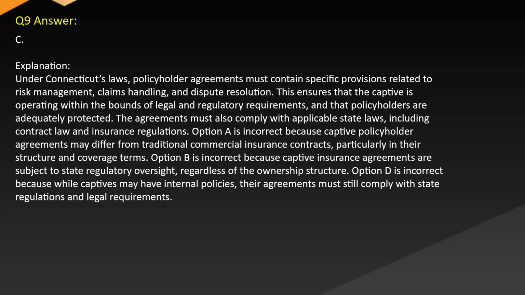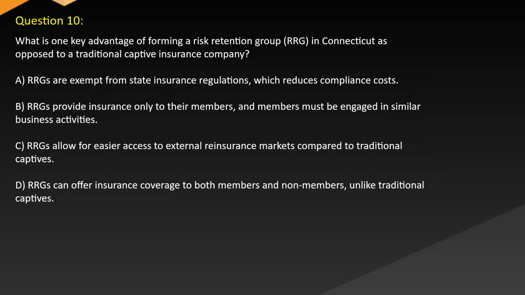Option A is incorrect because captive policyholder agreements may differ from traditional commercial insurance contracts, particularly in their structure and coverage terms. Option B is incorrect because captive insurance agreements are subject to state regulatory oversight regardless of the ownership structure. Option D is incorrect because while captives may have internal policies, their agreements must still comply with state regulations and legal requirements.